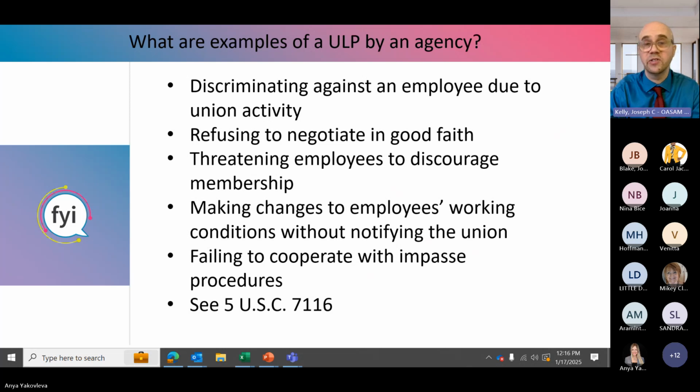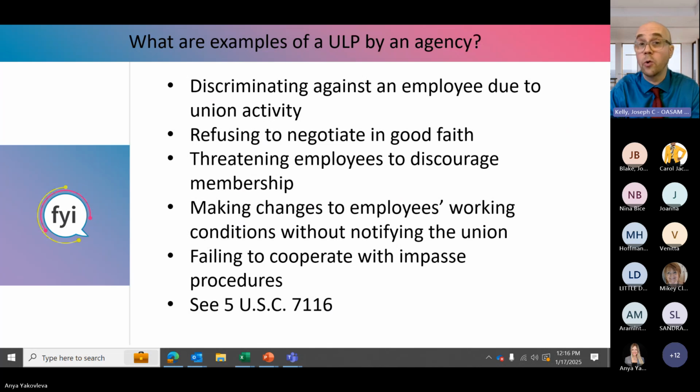Threatening employees to discourage membership, making them fear for their jobs, or threatening to withhold a performance bonus, or threatening to downgrade their rating because they're doing too much union business, even though that's not directly affecting their performance. Those types of threats are considered an unfair labor practice.